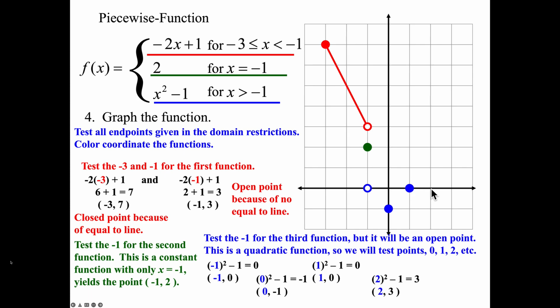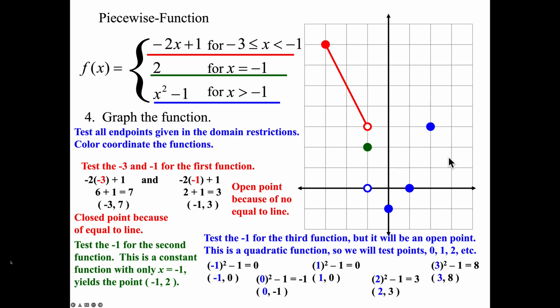Now we'll test the 2. 2 squared is 4, minus 1 is 3. That's the point (2, 3). Plot that point. Next we'll test the 3. 3 squared is 9, minus 1 is 8. That's the point (3, 8).